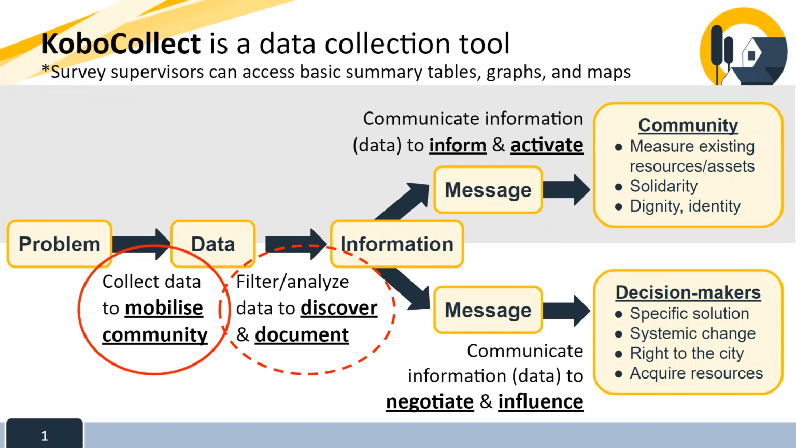As a reminder of how this fits into the larger training on data for human rights, Kobo Collect is mainly a data collection tool. And during the data collection process, while people are out in the field, it can be an opportunity to mobilize communities and inform them about work that you're doing. On the back end, the survey supervisors will be able to filter and analyze data in a basic way by producing summary maps of any spatial data that were collected, summary graphs, and download any media like photos, audio recordings, etc.